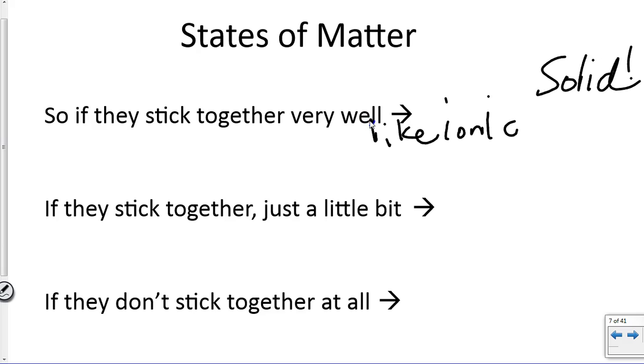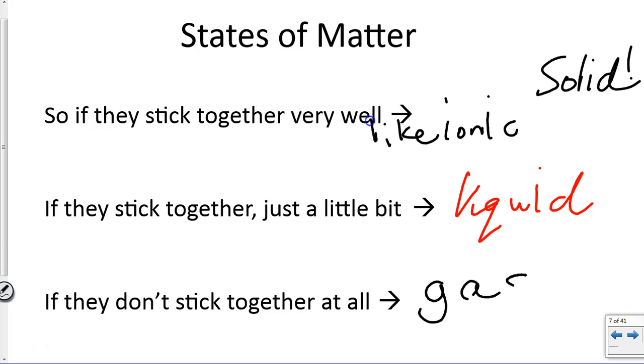Now, if they stick together pretty well, just a little bit, we would consider them to be not quite a solid. Not quite a gas, but a liquid. Now if we go to the last one, obviously by process of elimination, if they don't stick together at all, we would end up seeing a gas. Perfect.